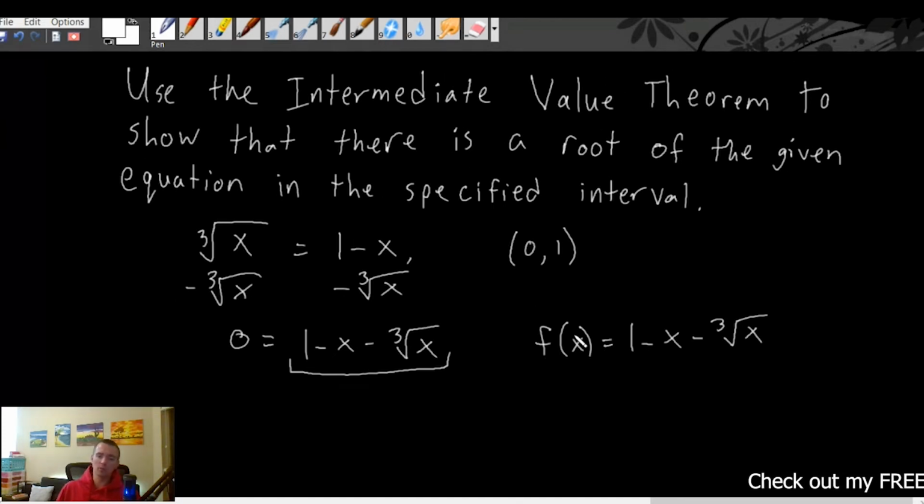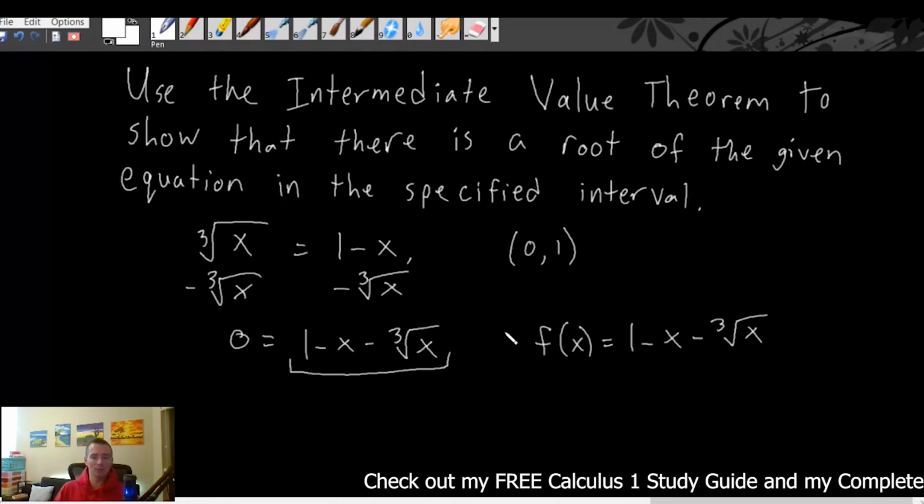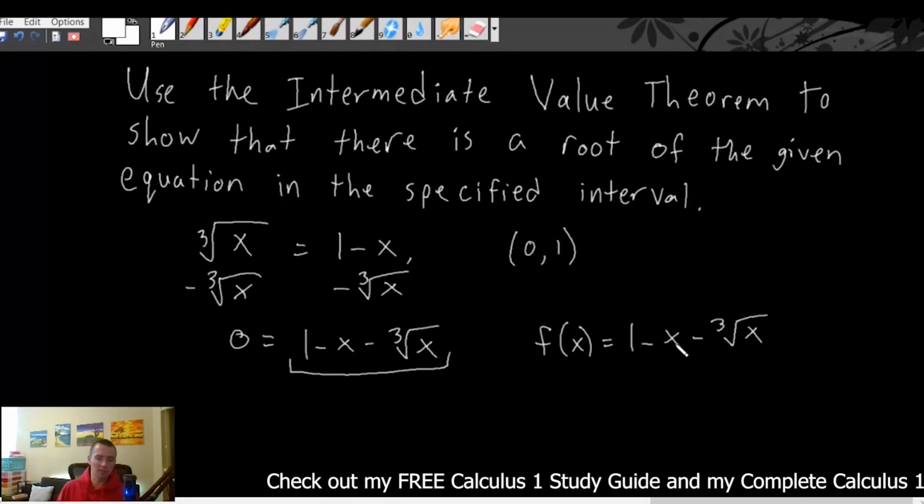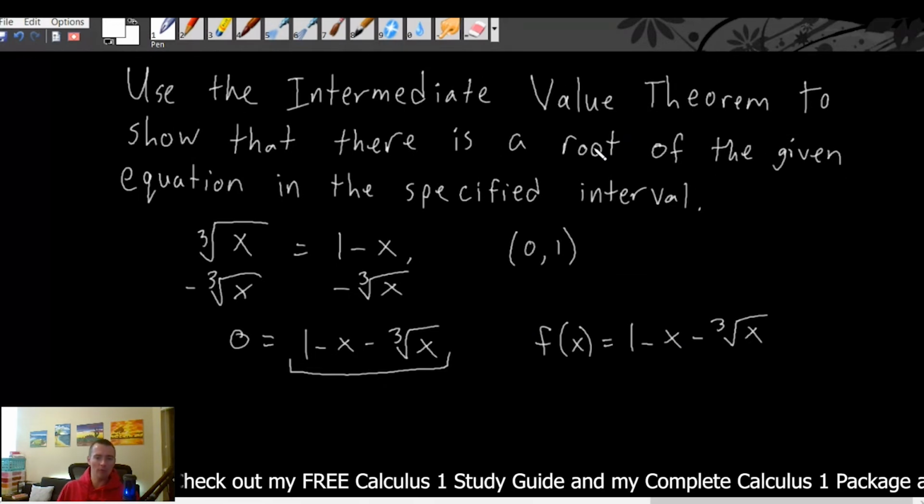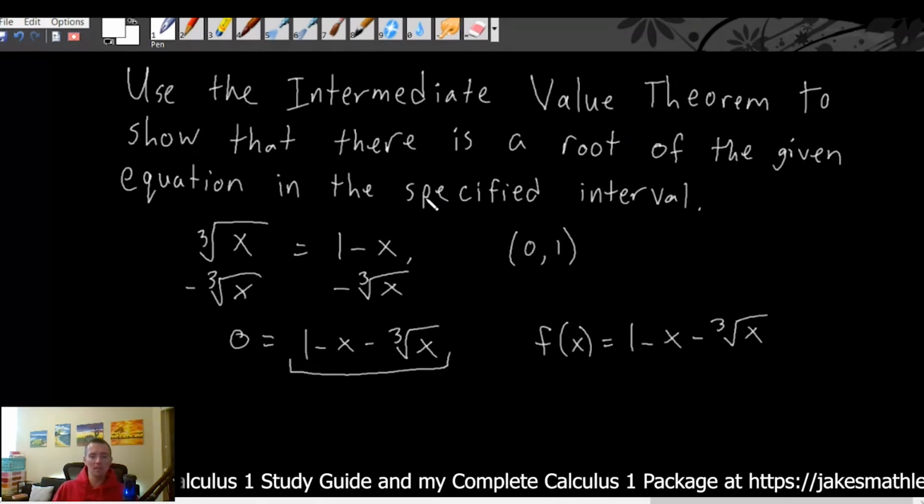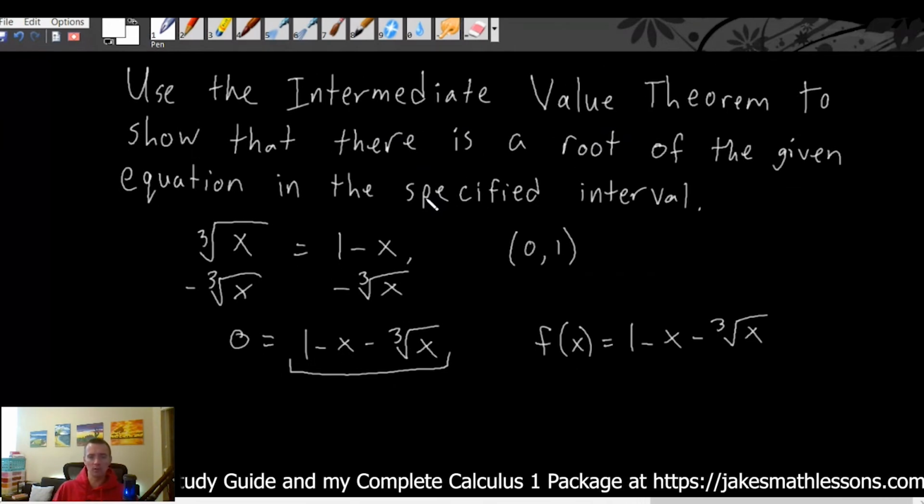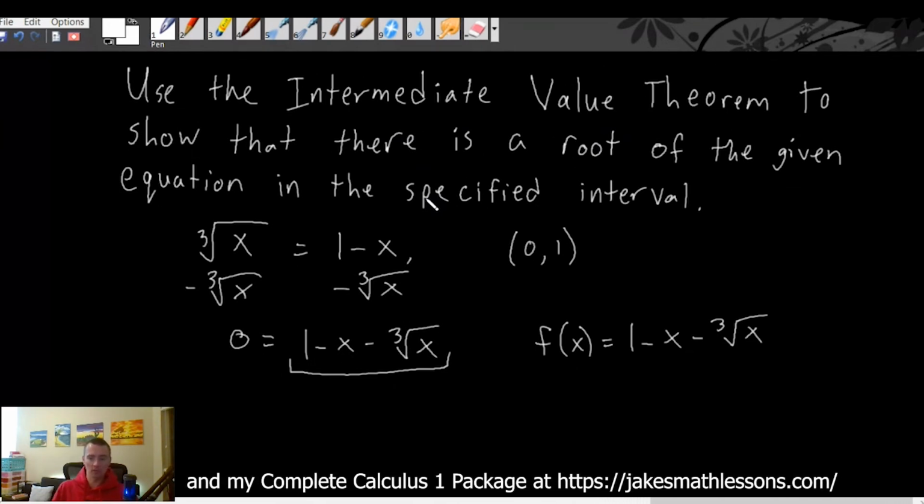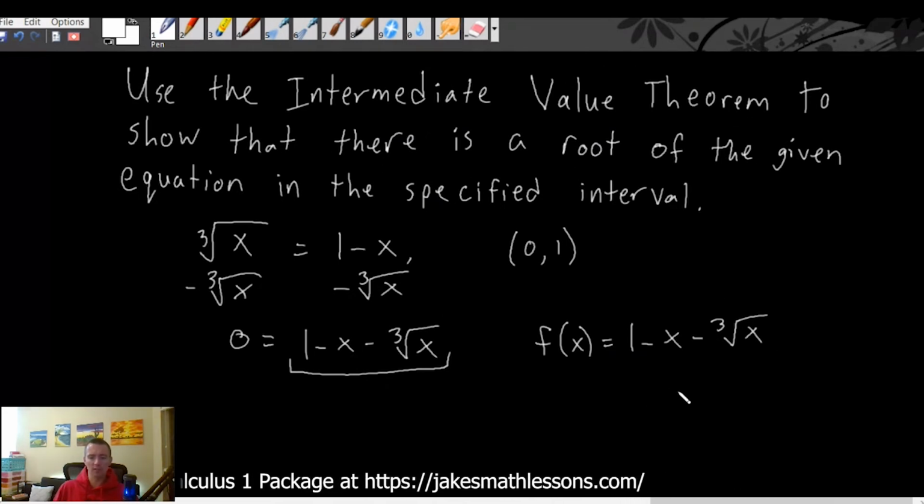There are ways that we could prove that, but I'm not going to get into that here just because this problem specifically tells us to use the intermediate value theorem. As a result, I think it's reasonable to assume that this function is continuous based on how the problem is telling us to solve it, because the intermediate value theorem needs the function to be continuous in order to actually use it. So let's just go ahead and assume that this is continuous within this interval, at least.